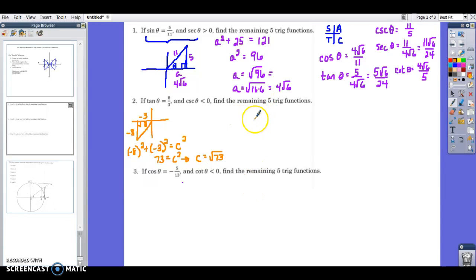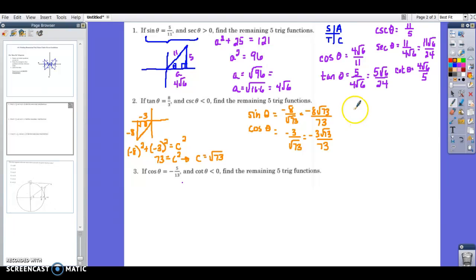Okay, so when I'm finding my trig functions, I need sine and cosine. So sine is going to be opposite over hypotenuse, so that's going to be -8 over root 73. So that's going to be -8 root 73 over 73 when I simplify. Cosine is going to be -3 over root 73, or -3 root 73 over 73.